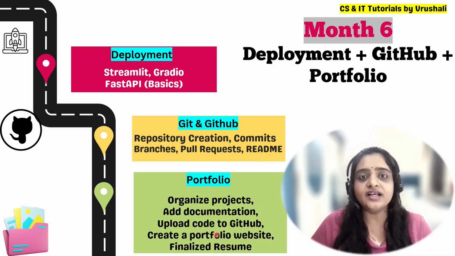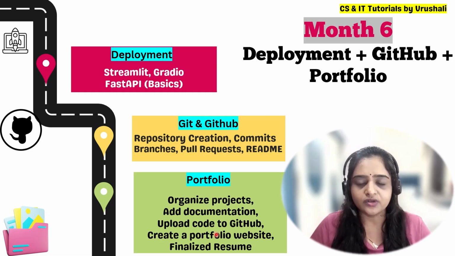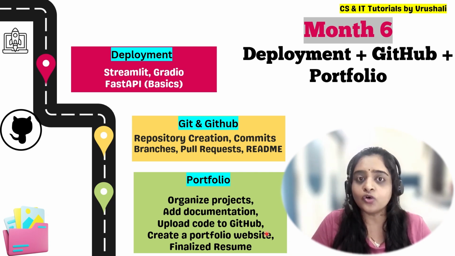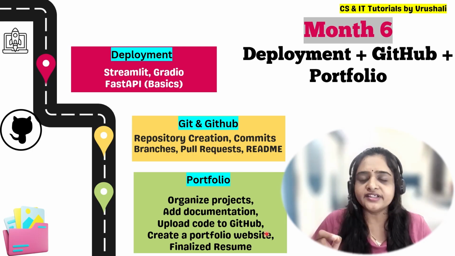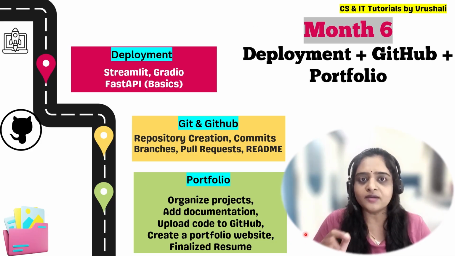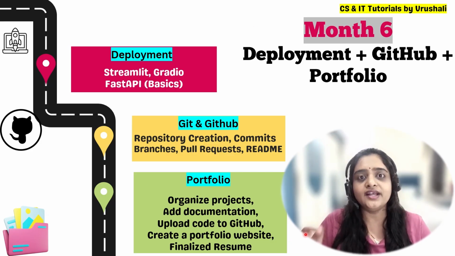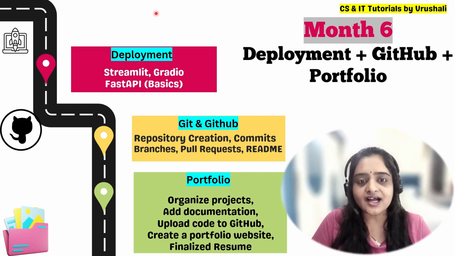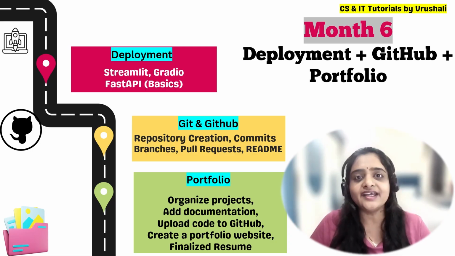And the last one is building your own personal portfolio. For that purpose, organize all your projects on GitHub. Upload code to GitHub. GitHub is your online practical resume, right? So maintain everything on GitHub and mention the GitHub link in your resume. Add documentation here. If possible, create a portfolio website and also finalize the resume. So month 6 is not all about technical proficiency, but also about building your own portfolio. And these are all the proof of your AI journey, right?